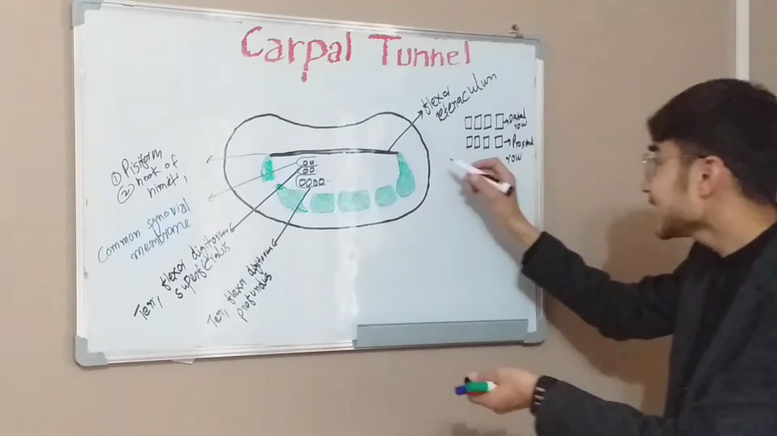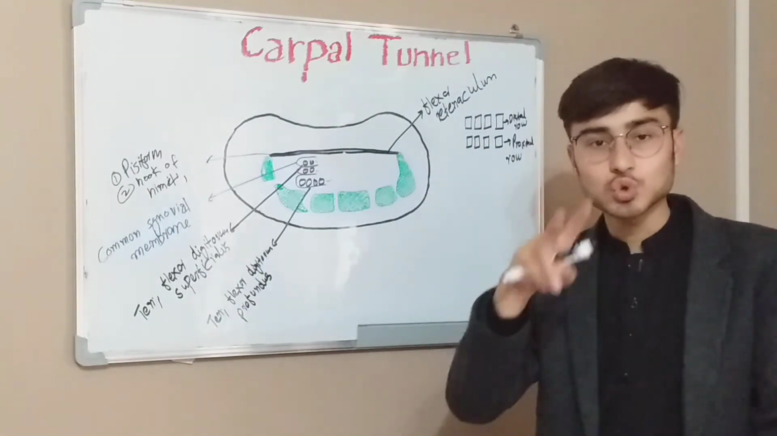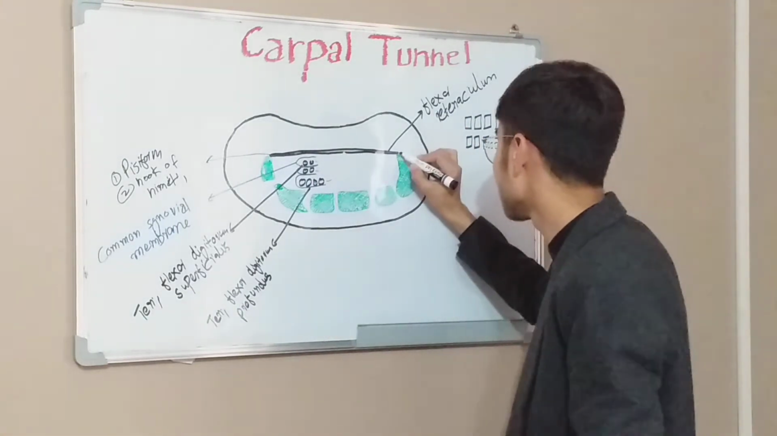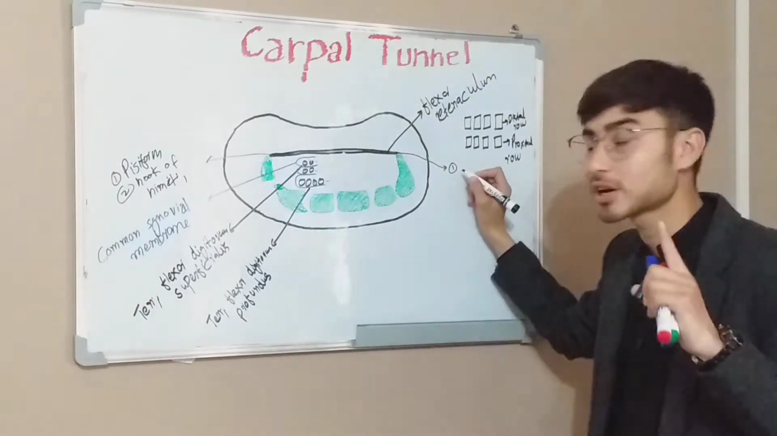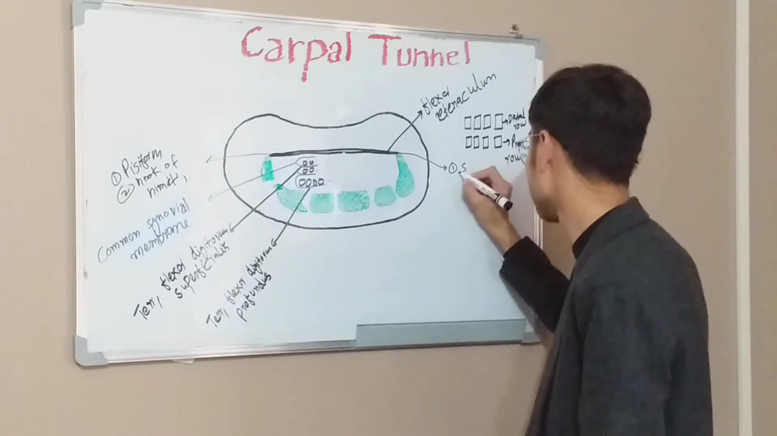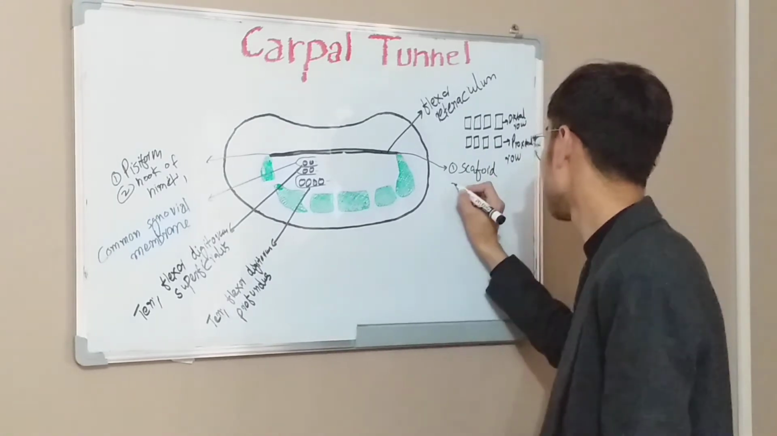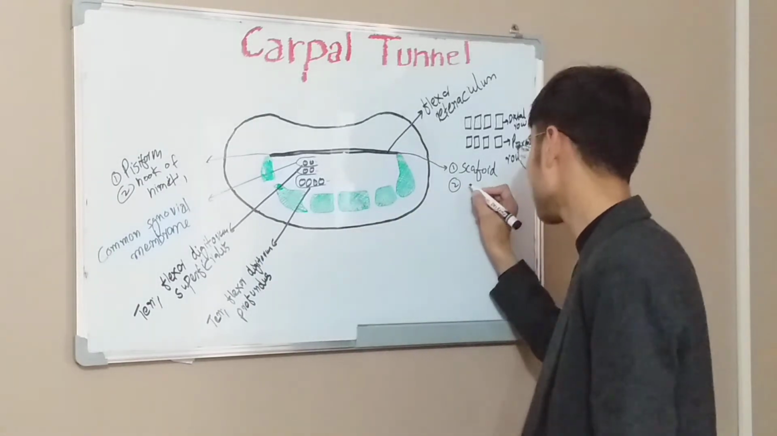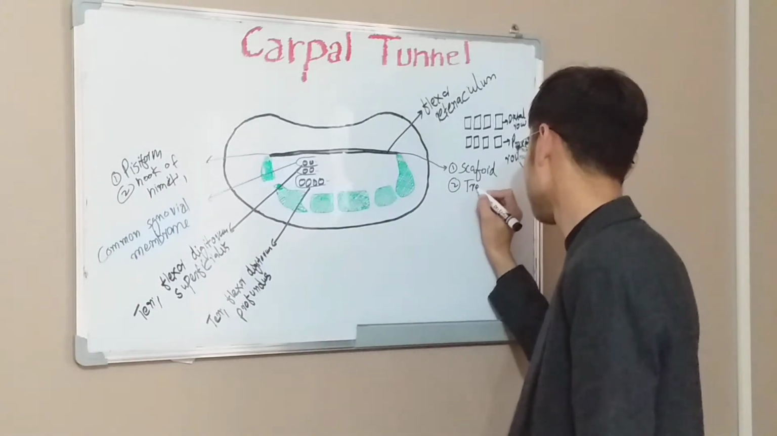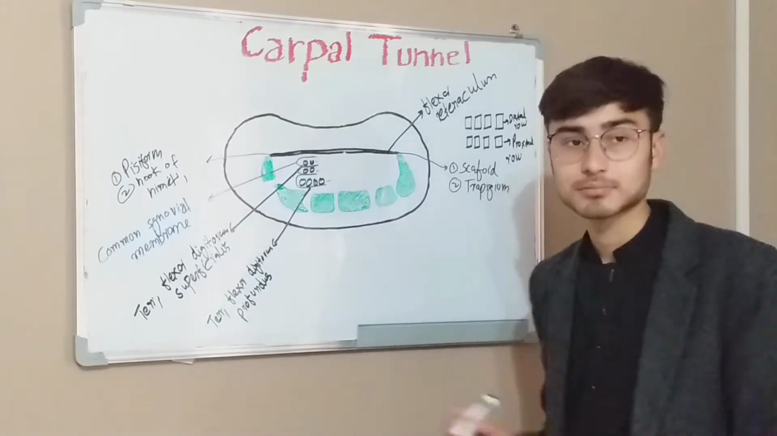While laterally the flexor retinaculum is again attached to two bones, right? One we have the scaphoid, the tubercle of the scaphoid actually. And the second one we have the trapezium, the tubercle of the trapezium, right?